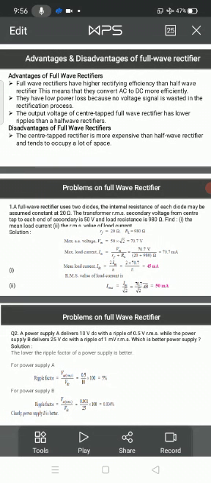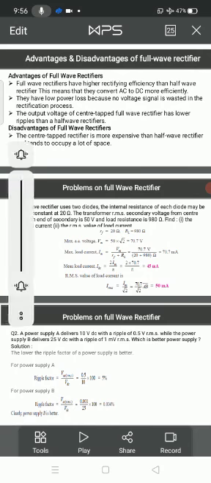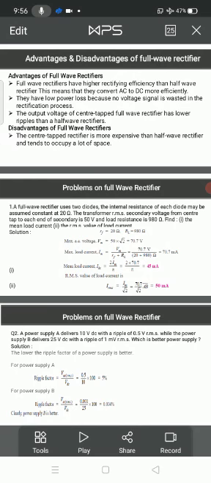So the minimum load current will be calculated from here. The minimum load current IDC equals 2 into IM by pi. 2 into IM means 2 into 70.7 milliamps by pi, and its total value is 45 milliamps. This is the minimum load current, IDC equal to 45 milliamps.